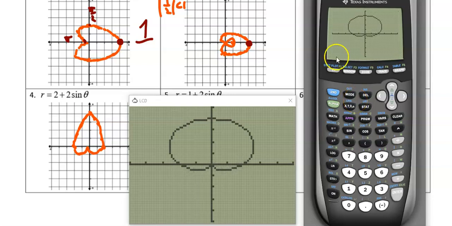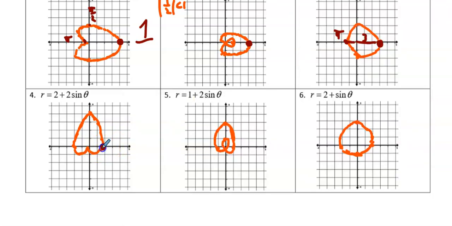Okay, now did that surprise you? Did you guys see where it graphed? Do you see where it started? It started right here, at this point right here. Did that surprise you? And it shouldn't have.